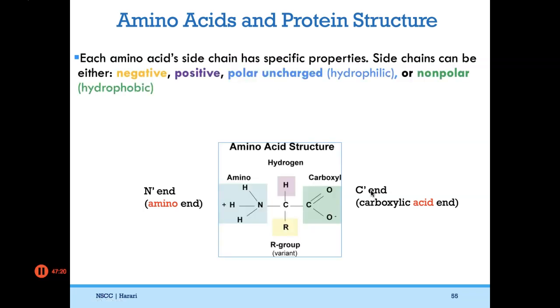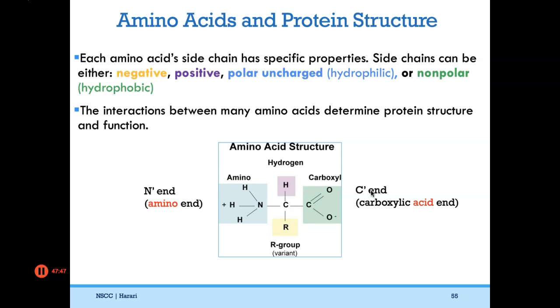So each amino acid side chain, the R group, has very specific properties. Specifically, side chains can be either negatively charged, they can be positively charged, they can be polar and uncharged, meaning hydrophilic, or they can be nonpolar, hydrophobic. And this is incredibly important for the structure of proteins. So each amino acid has its own specific properties, and it's the interaction between many amino acids connected together that determine the protein's structure and the protein's function.